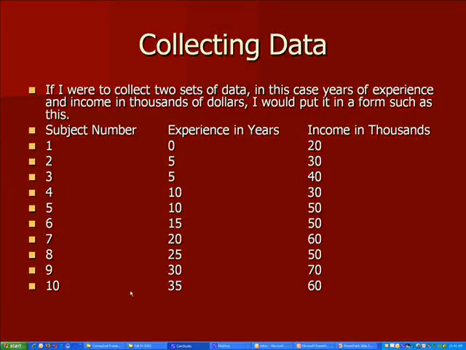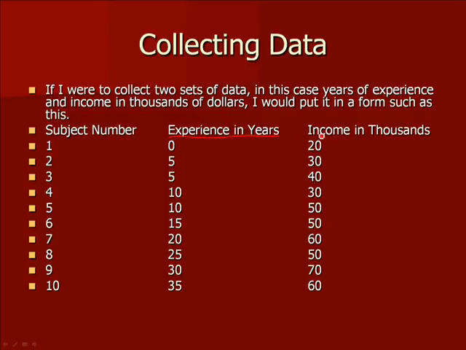Okay, let's look at an example of correlation data. If we were to collect two sets of data, in this case years of experience that people have and their income in thousands of dollars, we end up with a table like this. They have experience in years, their income in thousands. So for example, with no years experience, your starting salary is $20,000, and for subject number 10 who has 35 years experience, their income is $60,000. And what we want to know is if there is a correlation between these two things.